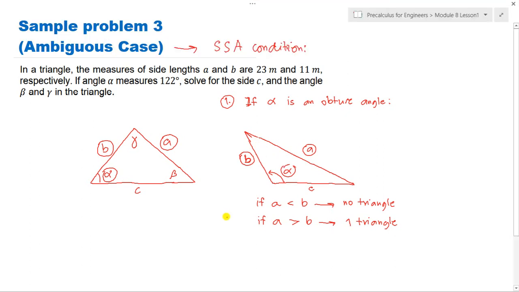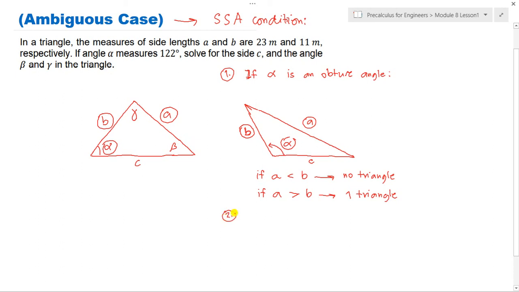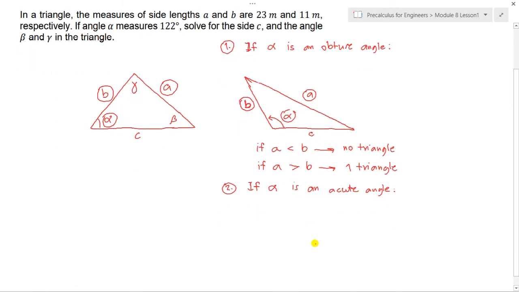Now, for the second condition. The second condition states that if our angle alpha is an acute angle, meaning an angle less than 90 degrees, the possible illustration for our oblique triangle is this. This is our side B, and since it is acute, it looks like this, assuming C is horizontal. So this is now our alpha.